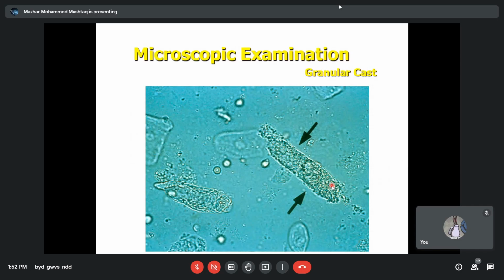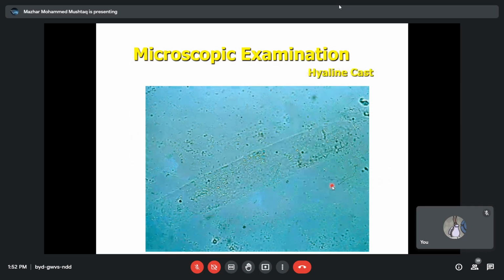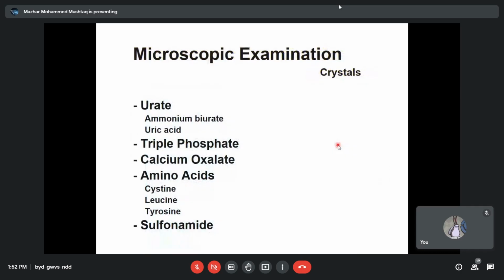You can see here some of the WBC, those who have the granules, we call them granular cast, and these are the hyaline cast. You can see here they don't have anything. They are just the fingerprint of the loop of Henle. Cast are actually formed mostly in the loop of Henle.